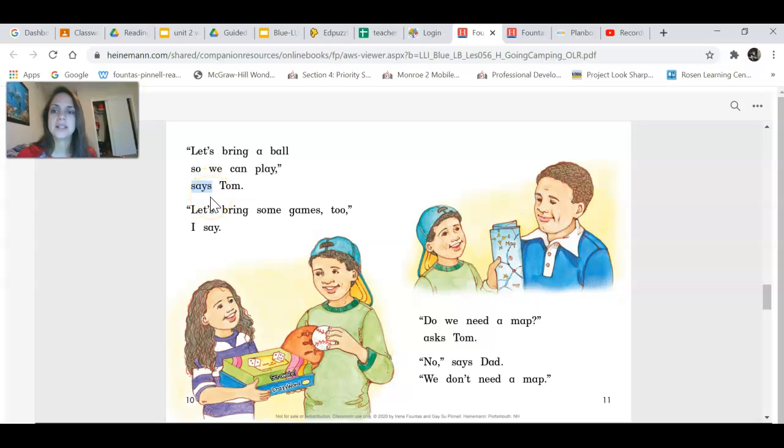Sometimes we like to read, "Let's bring a ball so we can play," said Tom. Does "said" match? You got it. The base word is say, and with that suffix s at the end, it's says. So as a reader, I will reread that so it makes sense and matches the words on the page. "Let's bring a ball so we can play," says Tom.